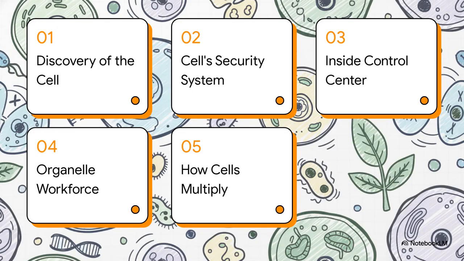Here is our roadmap for today. First, we'll look at the discovery of the cell. Second, the cell's security system. Third, we'll go inside the control center. Fourth, we'll meet the organelle workforce. And finally, we'll explore how cells multiply.